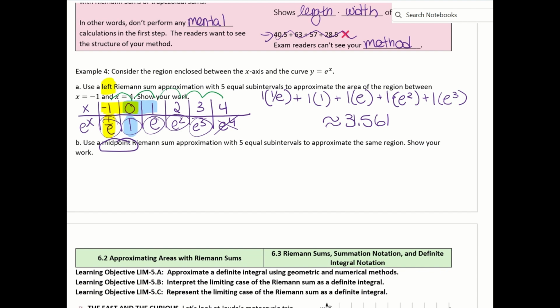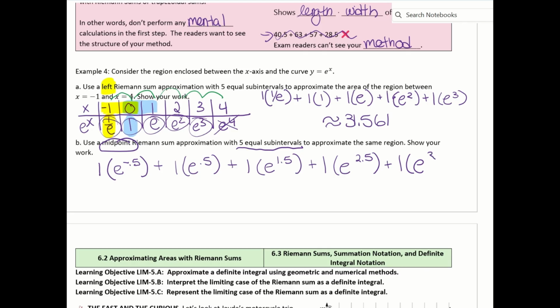So how do we use a midpoint Riemann sum? We're going to go halfway in between all of these, and we're going to have 5 subintervals. They're still going to have a width of 1, that's fine. But this time we're going to go in between. We're going to have e to the negative 0.5, because that's halfway between e to the -1 and e to the 0, plus 1 times e to the 0.5, plus 1 times e to the 1.5, plus 1 times e to the 2.5, plus 1 times e to the 3.5.